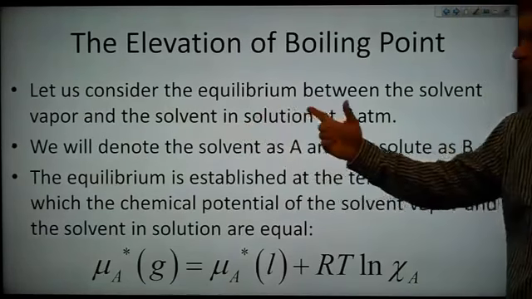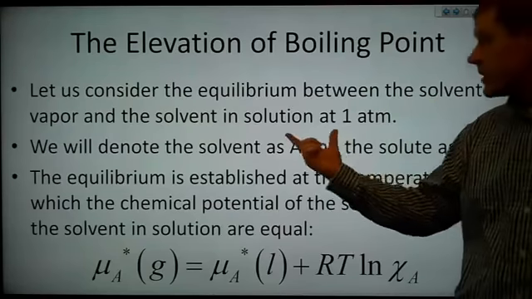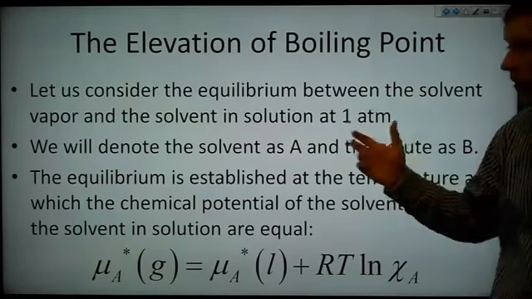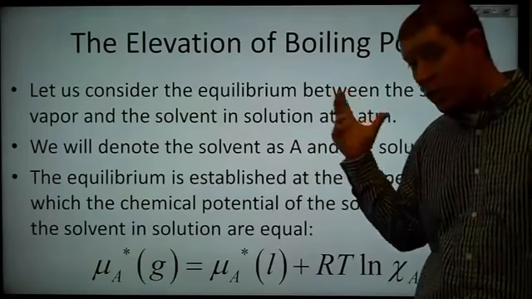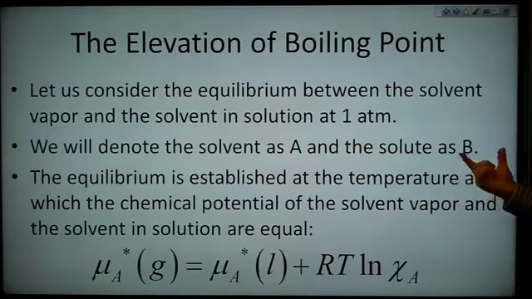Alright, so let's consider the equilibrium between the solvent vapor and the solvent in solution at 1 atmosphere. So we're at normal conditions, or at least normal pressures. So we'll denote the solvent as A and the solute as B.